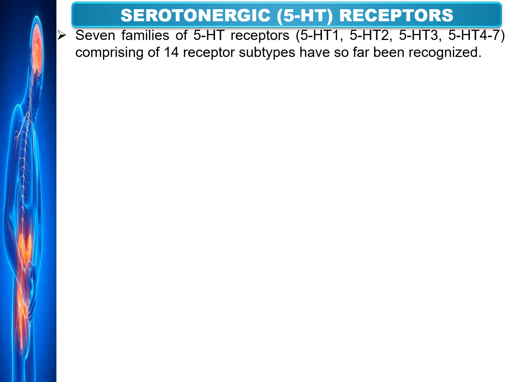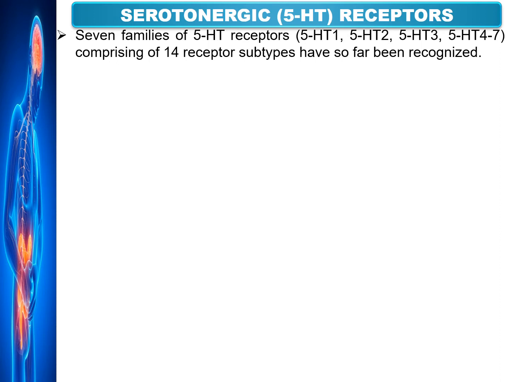Actually, the 7 families of 5-hydroxytryptamine receptors, 5-HT1, 5-HT2, 5-HT3, 5-HT4, 5-HT5, 5-HT6, 5-HT7, comprising of 14 receptor subtypes, have so far been recognized. However, only some of these have been functionally correlated.